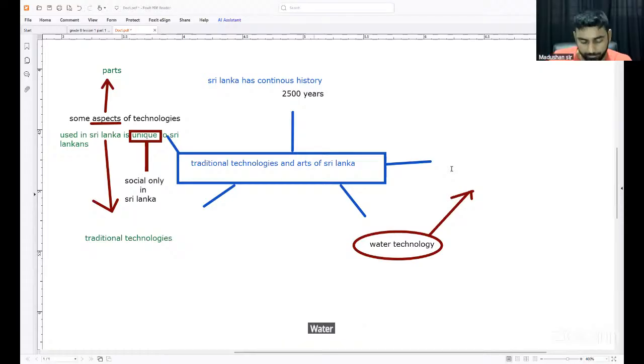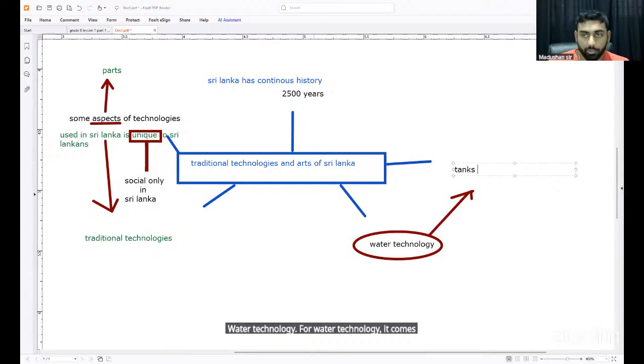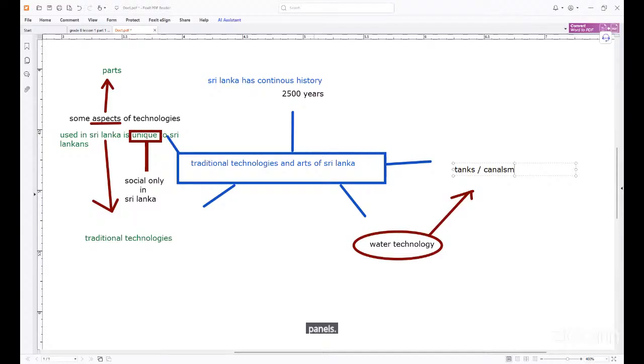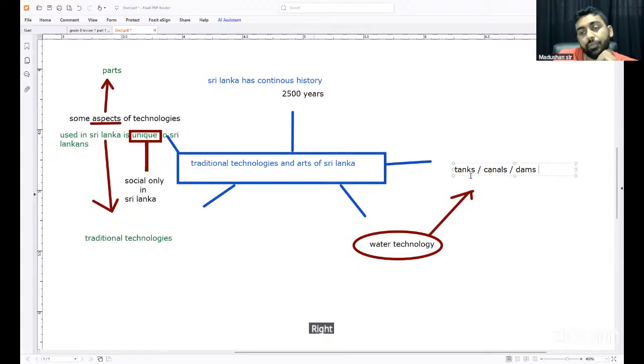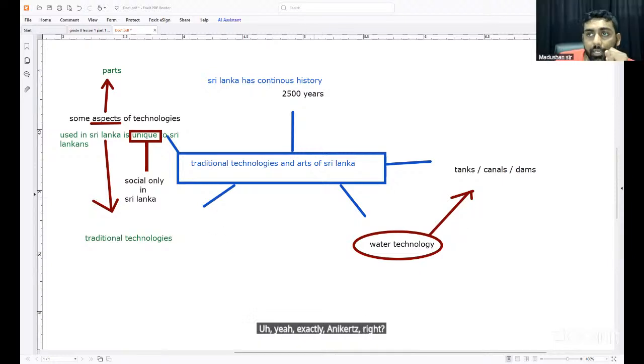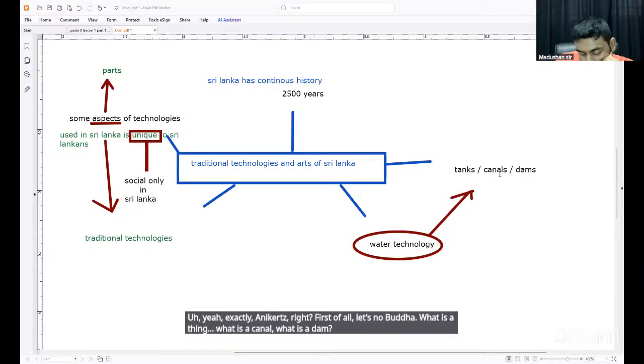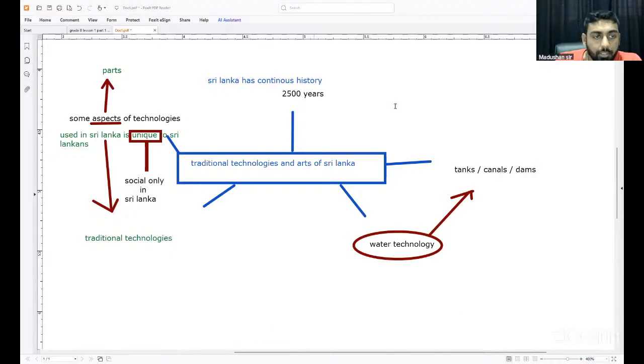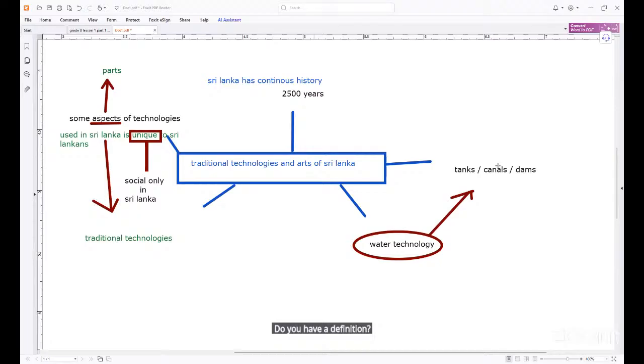Water technology. For water technology, it comes with our tanks, canals, dams, right? And we all need to know anicuts, right? First of all, let's know, Buddha, what is a tank, what is a canal, what is a dam? Do you have a definition? Let's take a canal.